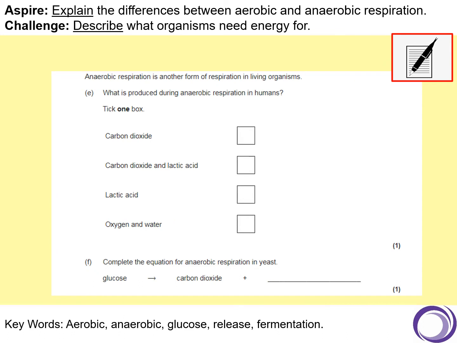Okay, so the next question. Anaerobic respiration is another form of respiration in living organisms. What is produced during anaerobic respiration in humans? Is it carbon dioxide and lactic acid, or oxygen and water? And it says complete the equation for anaerobic respiration in yeast. So glucose breaks down to carbon dioxide plus what? So you have got 2 minutes to complete this. Off you go.